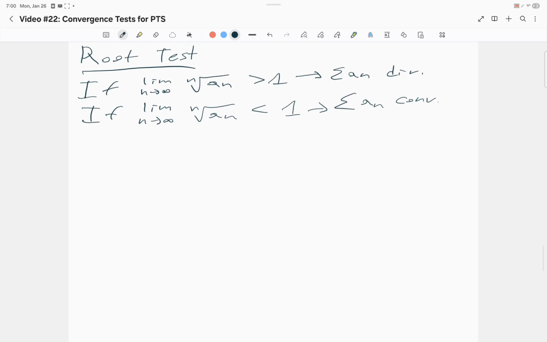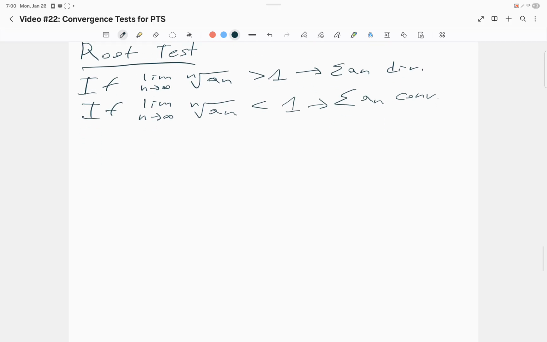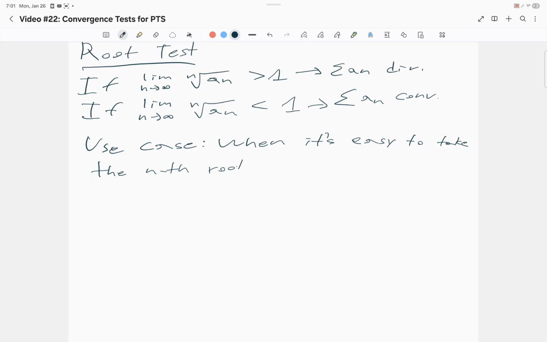A good example of when this would be useful is when it's easy to take the nth root. That's as simple as it gets. Can I take that nth root of a of n very easily? That is exactly when you use this, and it's going to get me something really nice.